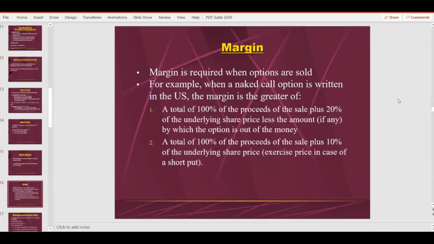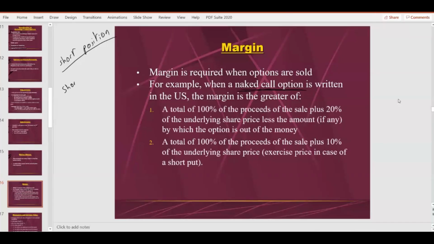Now, because options are highly leveraged instruments, and they pose a lot of risk on the part of the party with the short position, the party with the short position is supposed to post margin. So now, when you have an uncovered call, what we call a naked call option, this is when you sell the option.